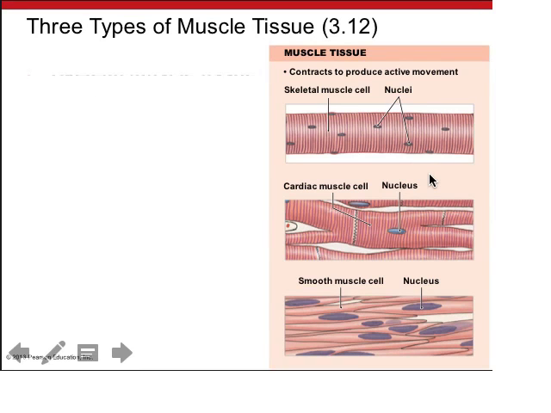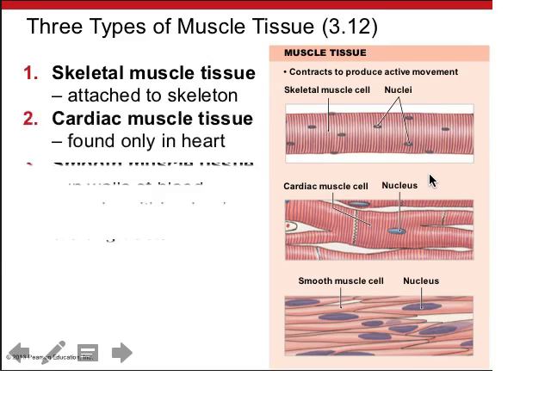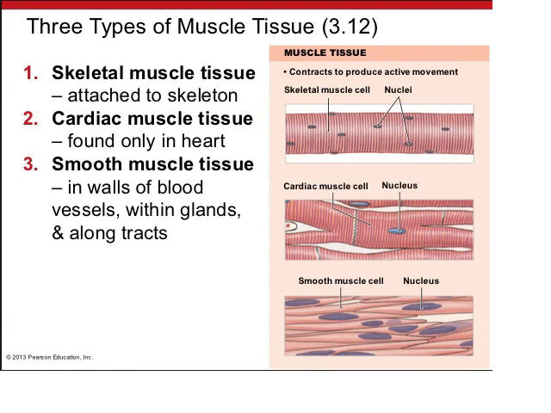And there's three major muscle types: cardiac, skeletal, and smooth. Skeletal muscle is attached to the skeleton and is under voluntary control. Cardiac muscle is only found in the heart and is not under voluntary control. And smooth muscle is found in the linings of blood vessels, within glands, in the linings of organs, and is also not under voluntary control.